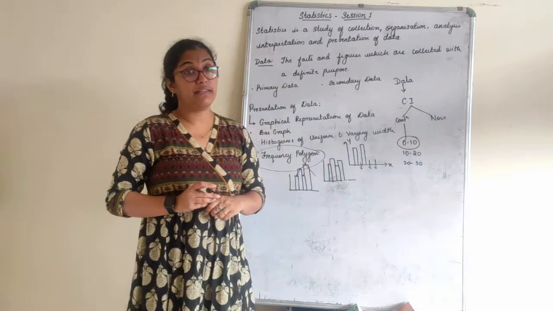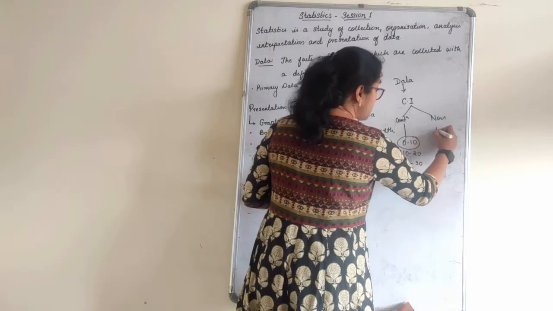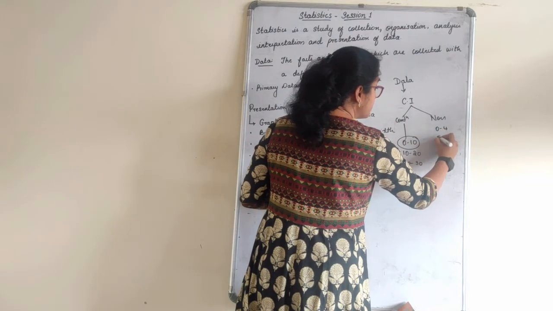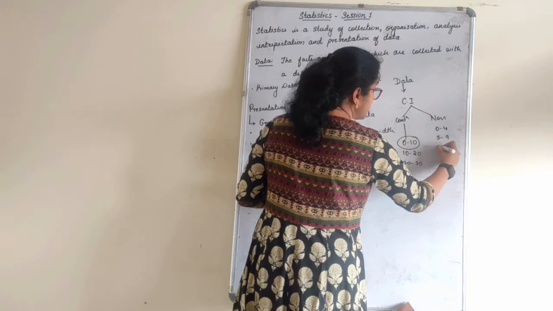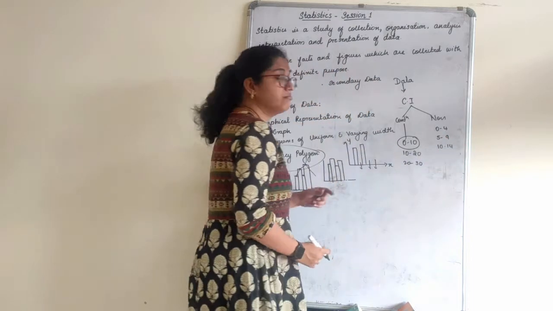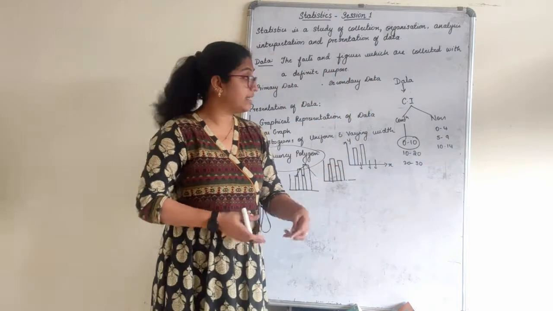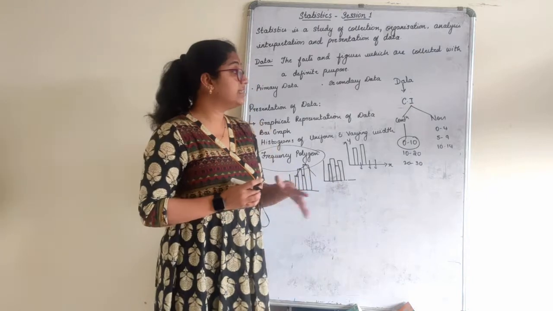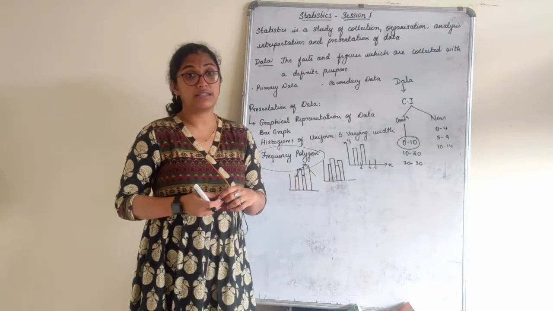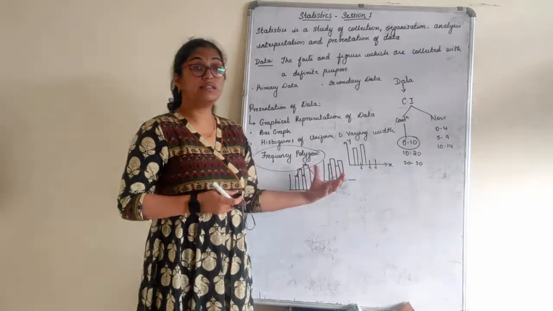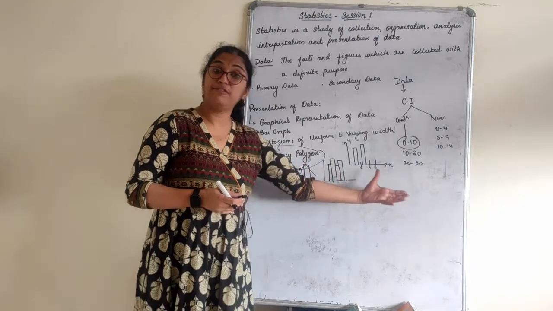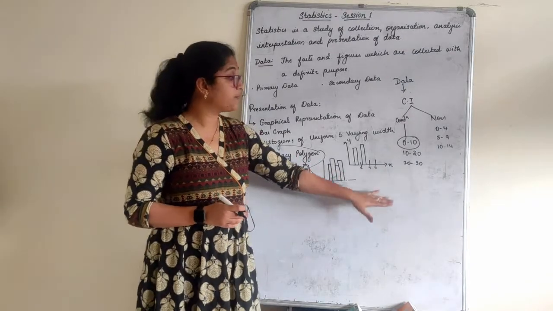When I talk about a non-continuous class interval, it is 0 to 4, 5 to 9, 10 to 14. The numbers 0 to 4 lie there, 5 to 9 lie there. These are non-continuous class intervals. What type of class interval is required for what type of graph, we will be studying further here.